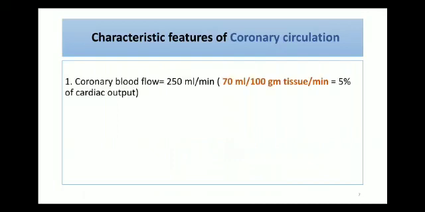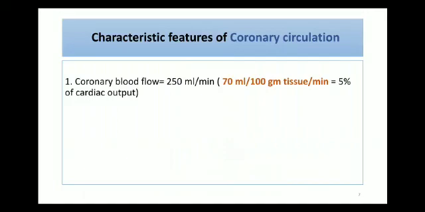Now coming to the part that is more important from a physiologist's point of view: characteristic features of coronary circulation. Number one, the blood flow to the heart is 250 ml per minute, 70 to 80 ml per 100 gram tissue per minute. That's about 5% of the cardiac output. And this rate of coronary blood flow, for your information, is the second highest in the body.